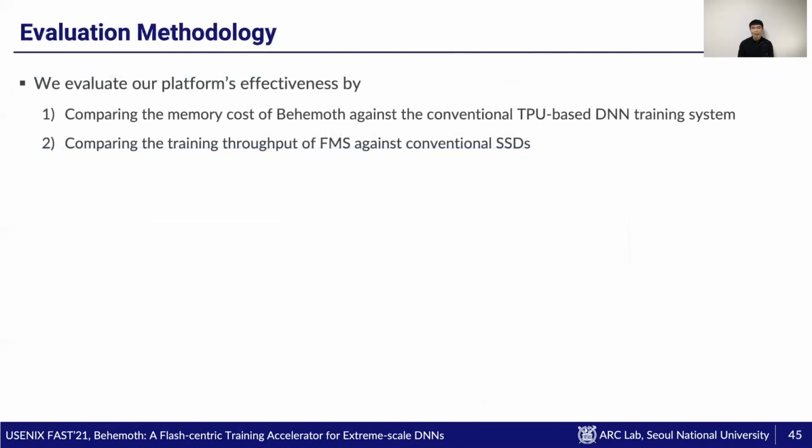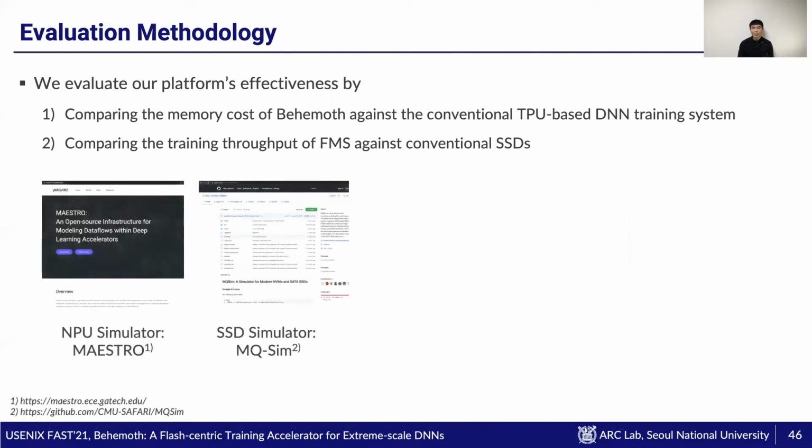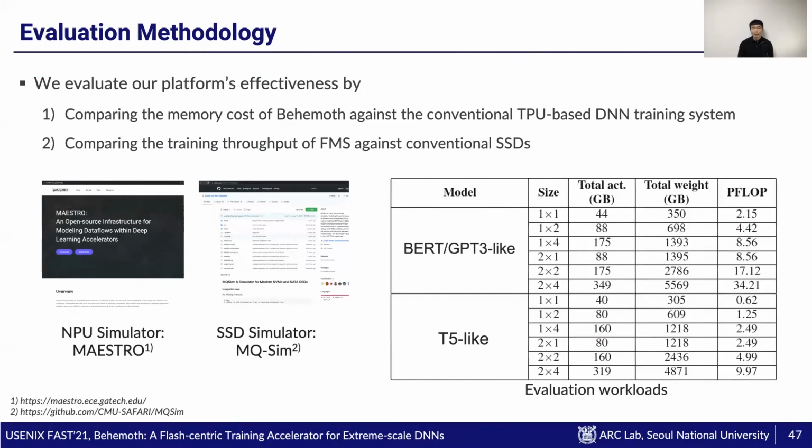We evaluated our platform's effectiveness by comparing our platform's memory cost to a TPU-based DNN training system and comparing the training throughput of Behemoth to conventional SSDs. To model Behemoth, we integrate two simulators, Maestro for the compute core and MQSim for FMS. We evaluated our platform with two types of models, GPT-3-like and T5-like, and we scale the dimension of the attention layer by up to 4 times to model future DNNs.